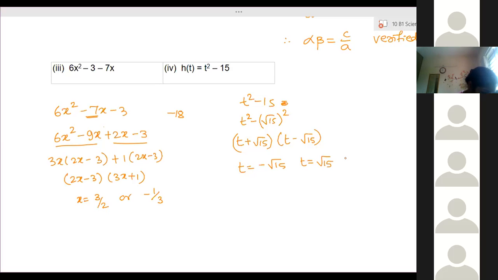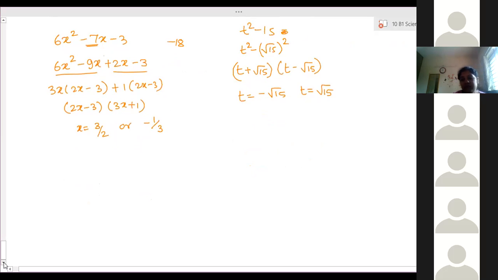Ma'am, the 5th question is x square plus 2 root 2 x minus 6. How should we factorize it? Vedant, last year I properly explained. Yes, ma'am, so it is x square plus 2 root 2 x minus 6, right? Yes, ma'am.